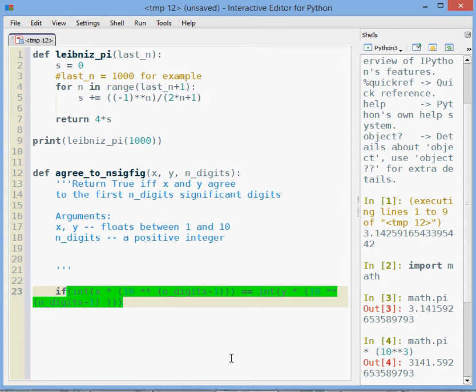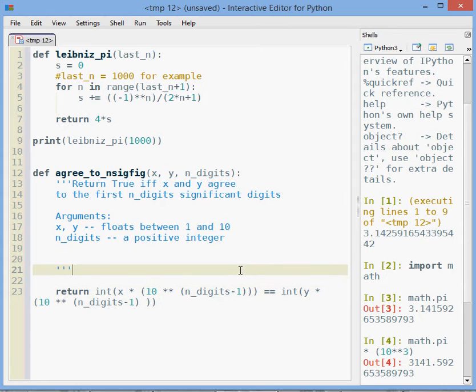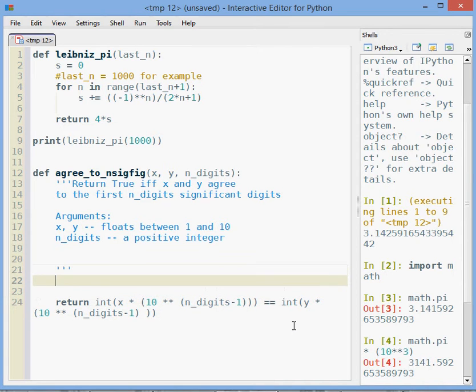Okay. So if they're equal, then what should we do? We should return true. If they're not equal, we should return false. So we can just say return this. So if those two terms are equal, then x and y agree to the first n significant digits. And if they're not equal, then it will return false.